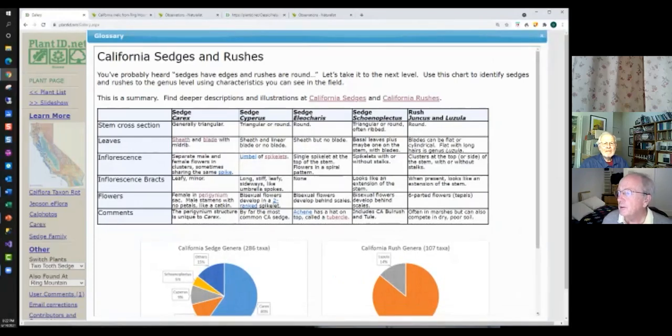So the Carex stem cross sections are triangular. The Cyperus, that was the tall flat sedge, can be triangular or round. Eleocharis is round, and that's what one of the people was talking about, how sometimes the sedge stem can be round. And the Schoenoplectus can be triangular or round and is often ribbed. And you can then go through the leaf characteristics and the inflorescence and so forth. Another fun thing down here is a chart that shows the commonality. So Carex is by far the most common sedge.